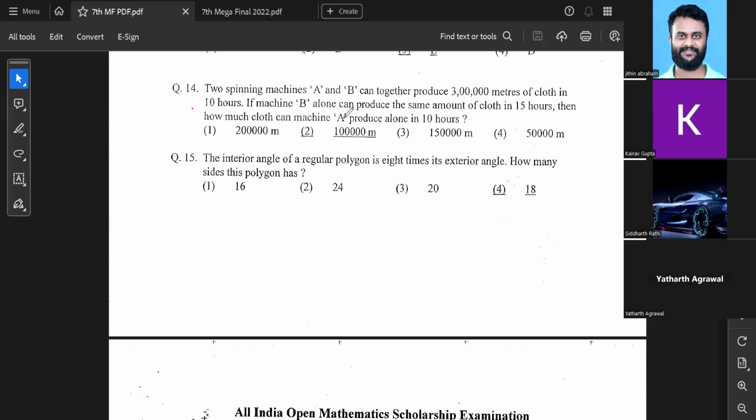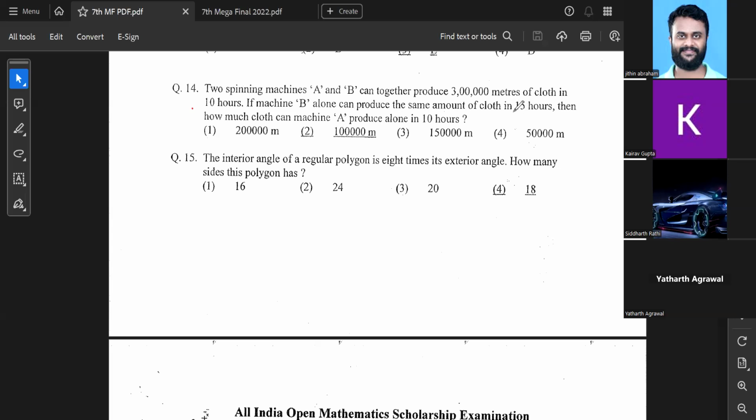So I think it's option 2. Because B can in 15 hours produce 3 lakh, therefore in 5 hours he can do 1 lakh, and then in 10 hours he can do 2 lakhs. Therefore, A can do in 10 hours 1 lakh.